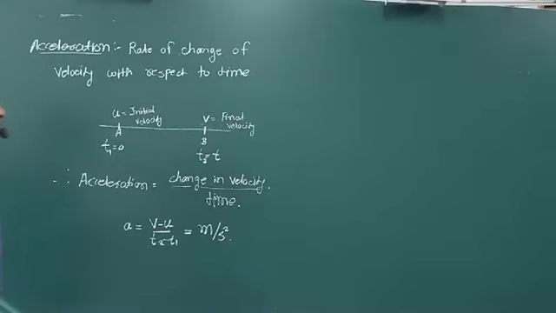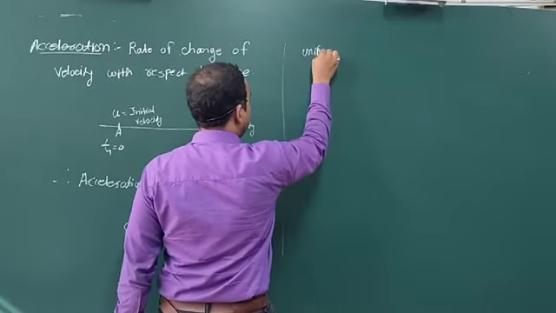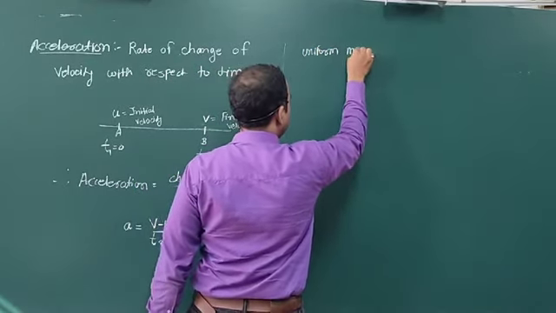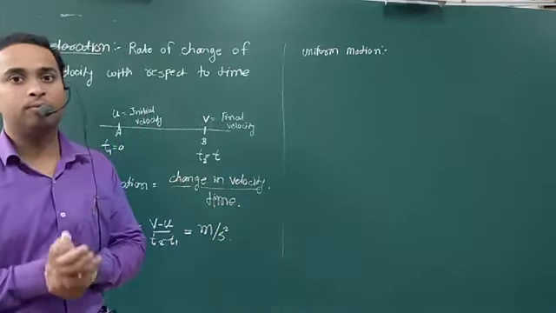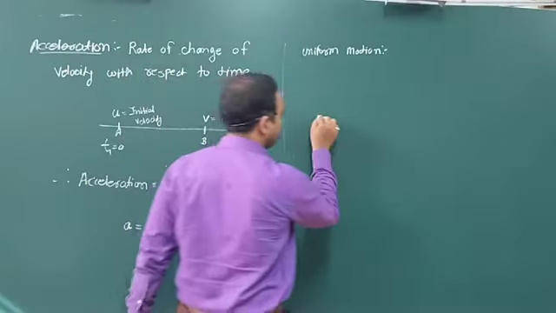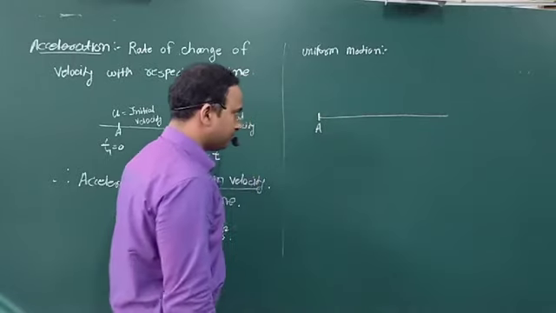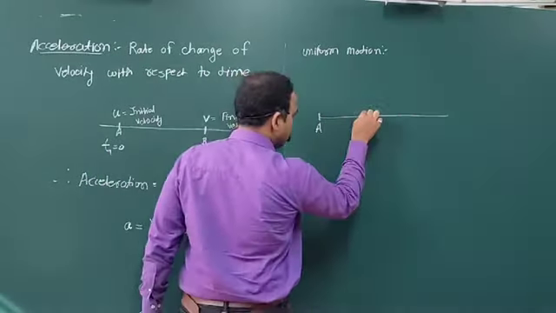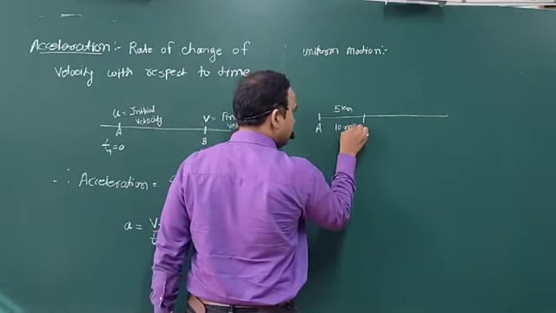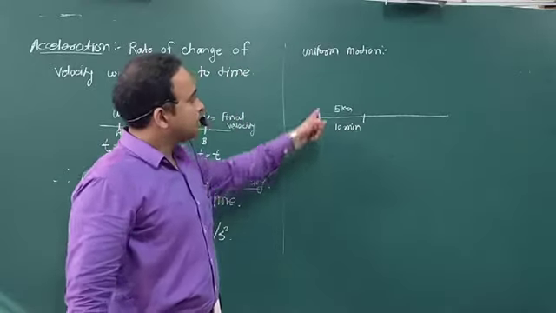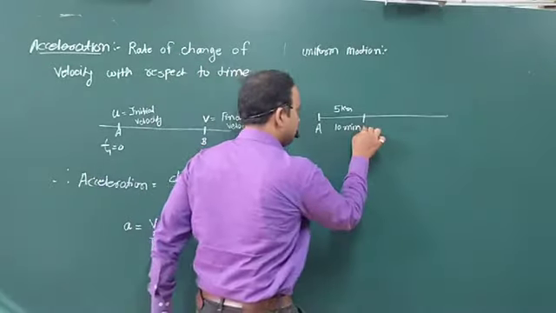Now we know about uniform acceleration or uniform motion, when we see that the motion is uniform. Now see here, a particle is at point A. It covers 5 km distance in 10 minutes. That means it reaches point B.